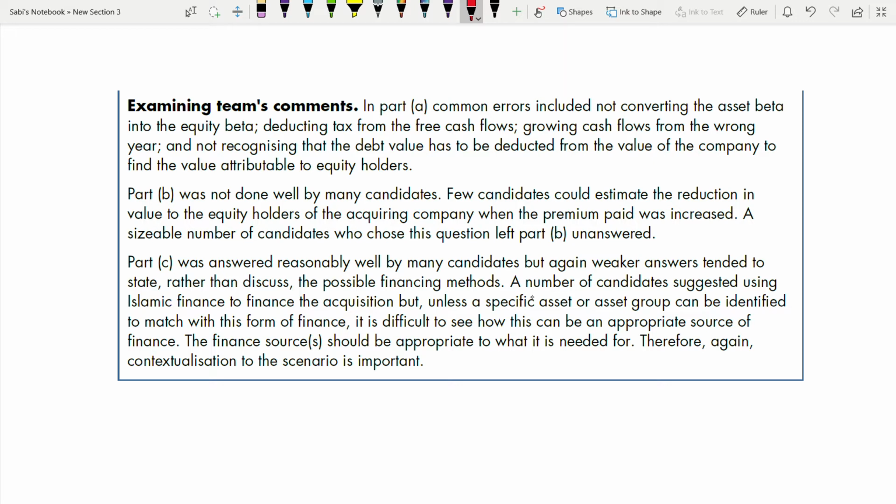Deducting tax from the free cash flows. You should not deduct the tax from the free cash flows. Growing cash flows from the wrong year. Yes, you're growing that 5% I told you. And not recognizing that debt value has to be deducted from the value of the company to find the value attributable to equity holders. In short, you're just finding the 60%, or you could find the 40% and deduct it from the total value. Whenever you have to find the value attributable to equity holders, the value of the debt holders, you have to deduct it.